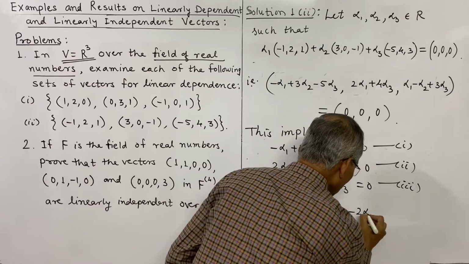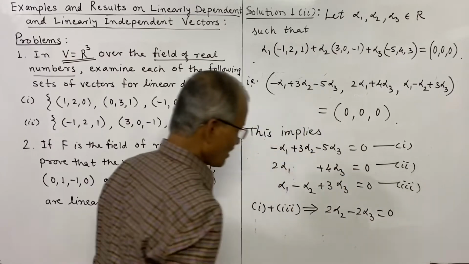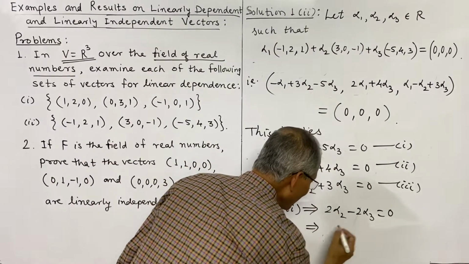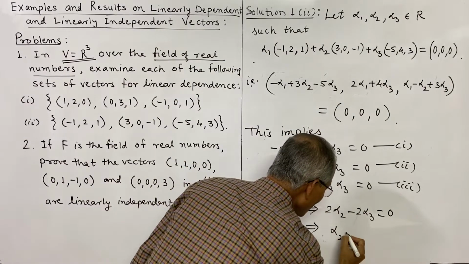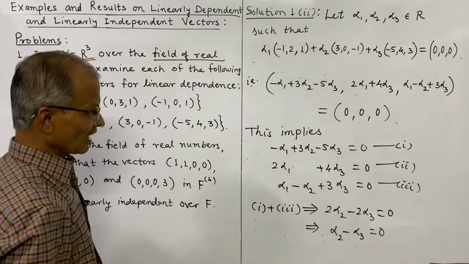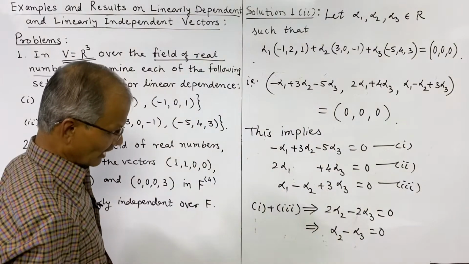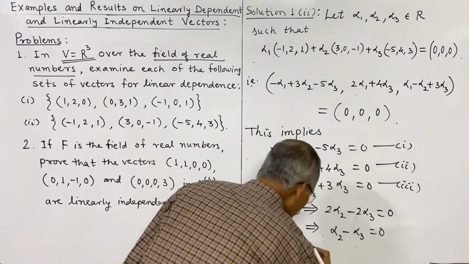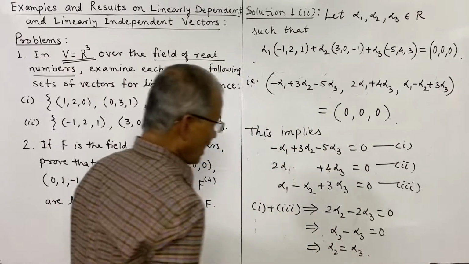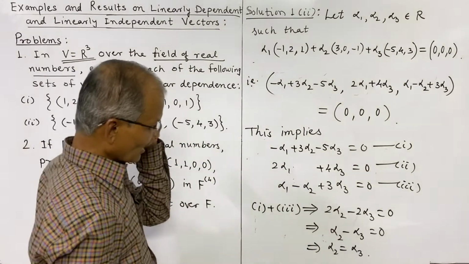Minus 2 alpha 3 is equal to 0. That implies we can divide by 2: alpha 2 minus alpha 3 is equal to 0. That means alpha 2 is equal to alpha 3. That is one relation we have obtained. This implies alpha 2 is equal to alpha 3. And what about the remaining?